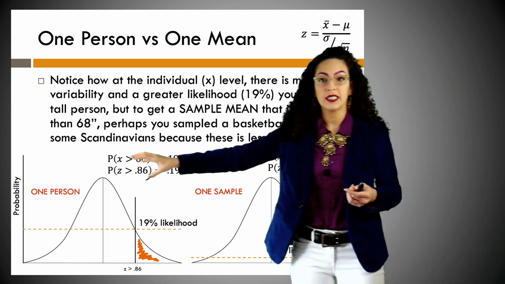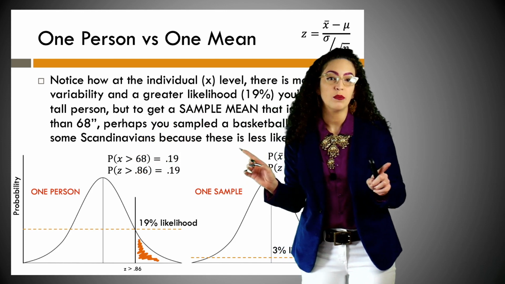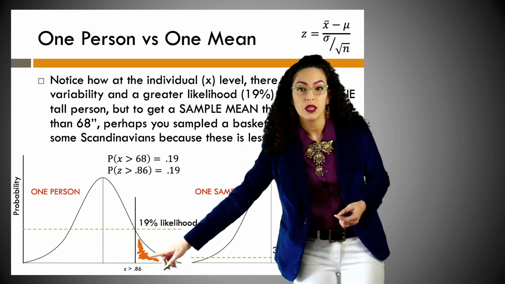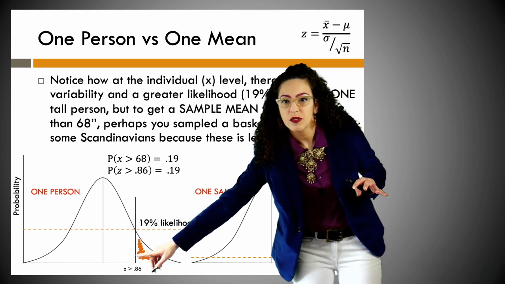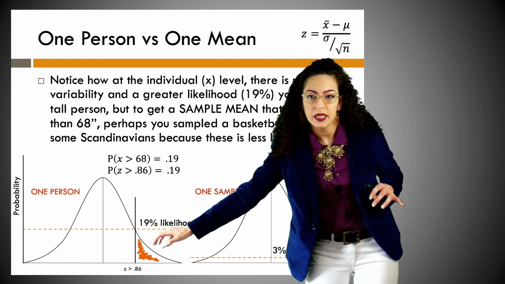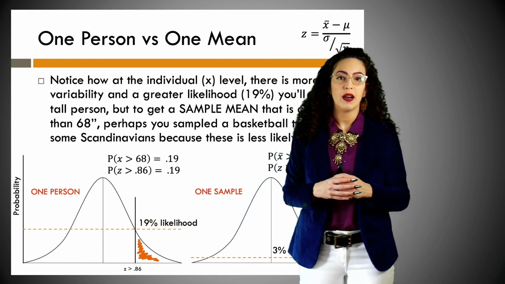So here was our example when we're looking for just the probability of one female being 68 inches or taller, and we had a z-score of 0.86. If we look for the probability and go all the way across, all of this over here is about 19%.